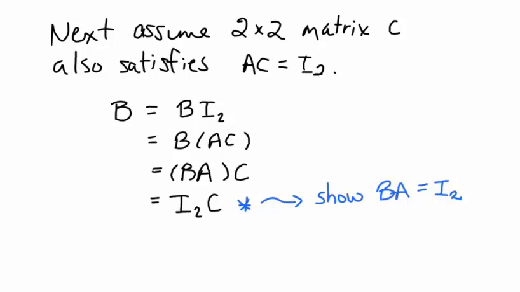So you should take some time now to prove that on your own. We are going to assume that this is true, so that B times A times C is equal to the 2 by 2 identity matrix times the matrix C, and I2 times C is of course equal to C. And this gives us that equality that we need. Now we know that B is equal to C, so B must be the unique 2 by 2 matrix satisfying that property.